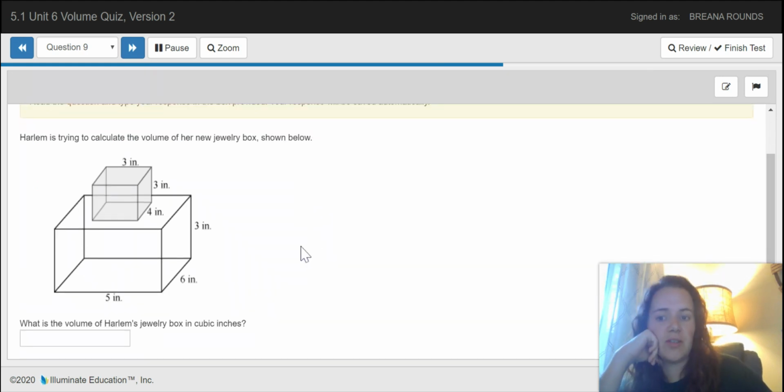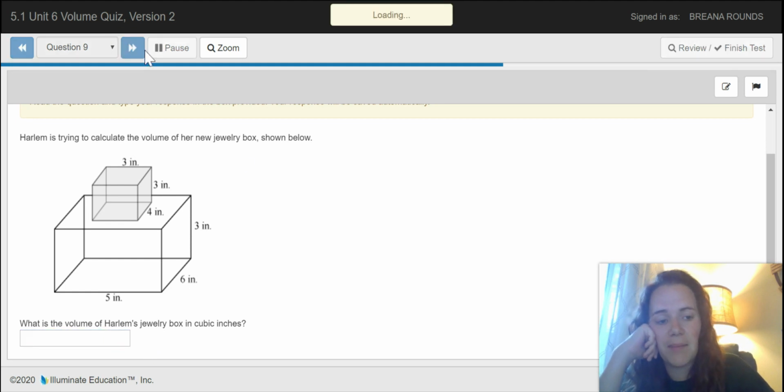Okay, this one gets a little bit trickier. There's a jewelry box here. There's a part on the bottom and a part on the top. What's the volume of her jewelry box in cubic inches? Again, no unit. Make sure you type that.